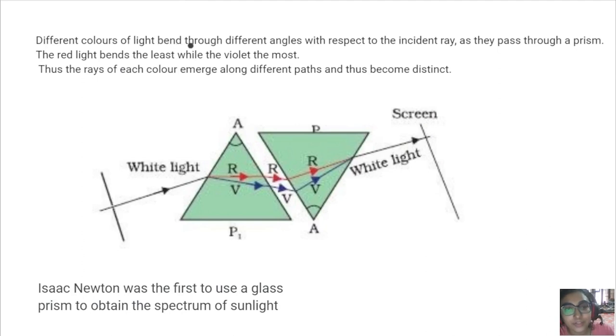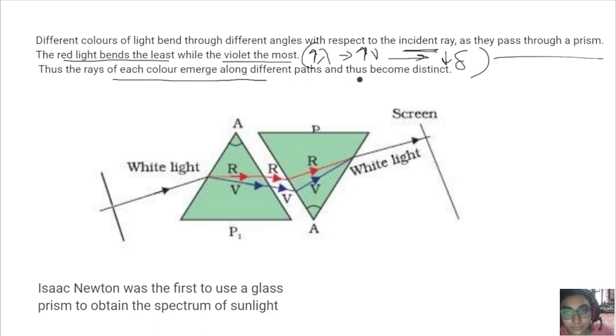Now, different colors of light bend through different angles with respect to the incident ray as they pass through the prism. The red light bends the least while the violet bends the most, and you know that because the more the wavelength, the more the velocity or speed of light, and the less is the angle of deviation. Thus, the rays of each color emerge along different paths and thus become distinct. Okay.